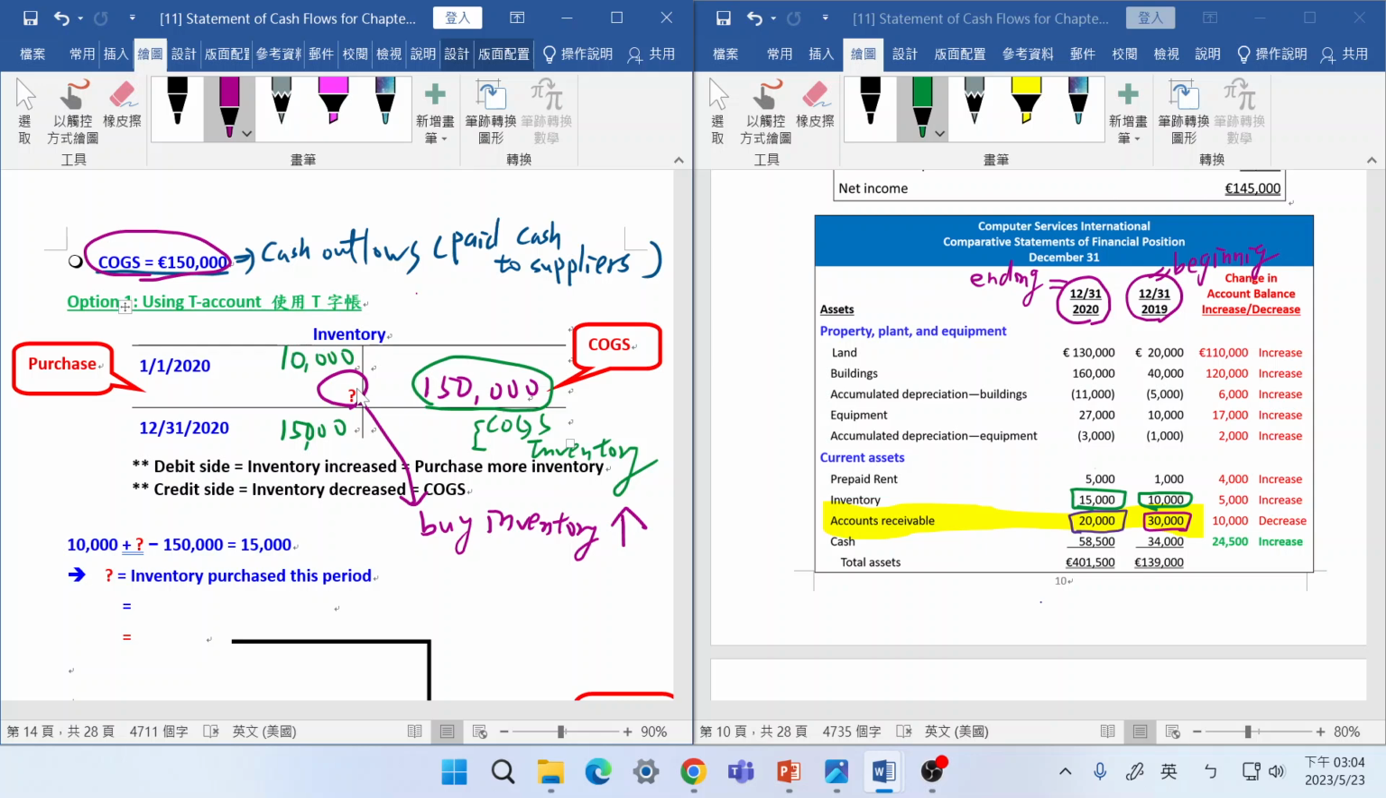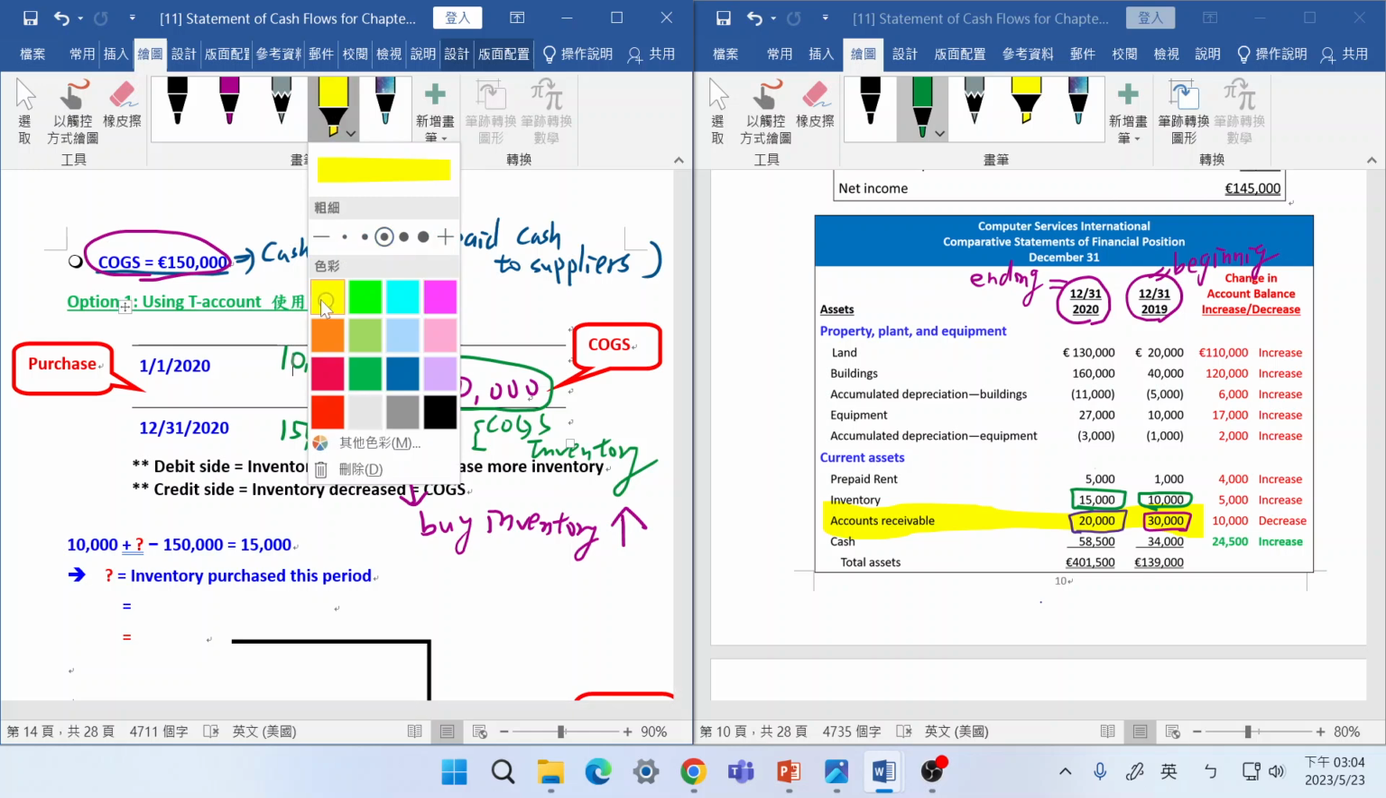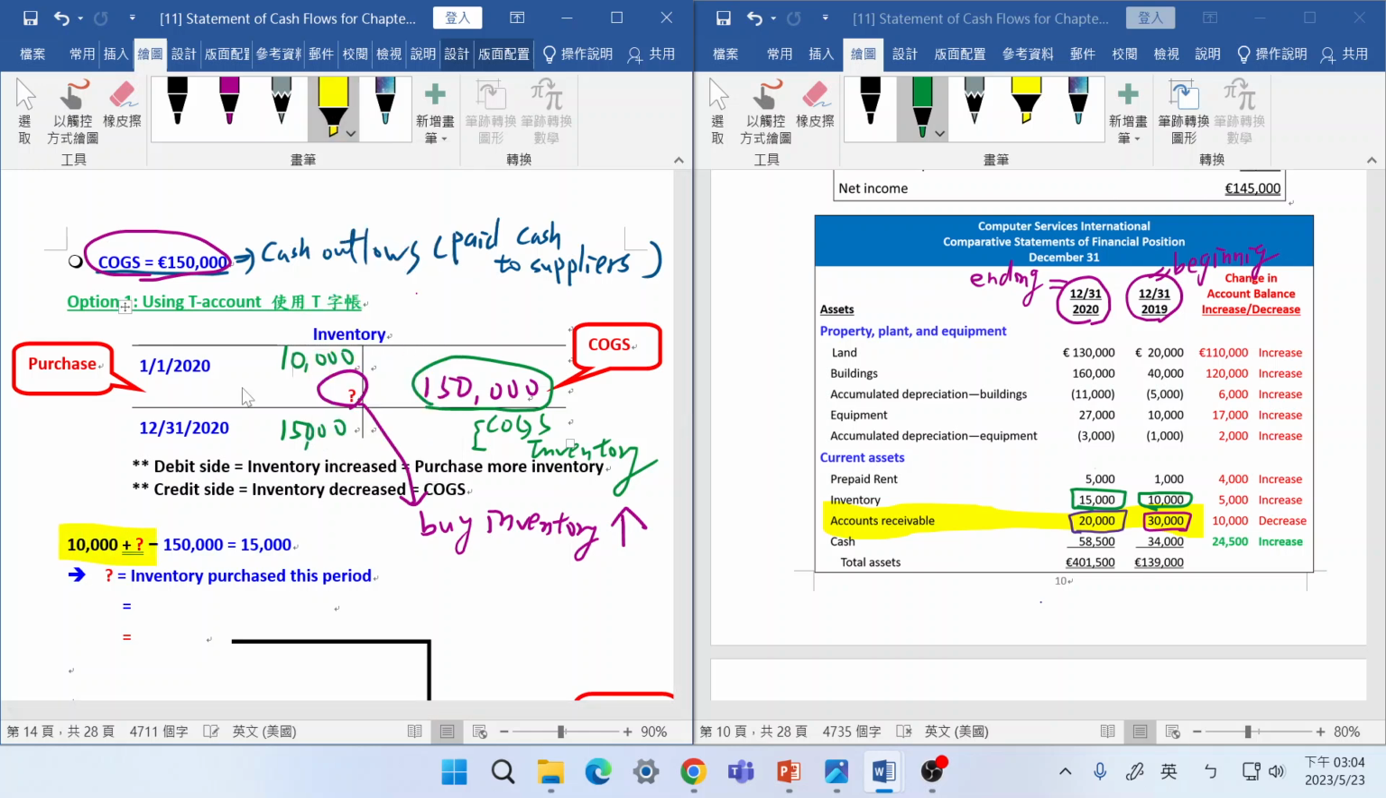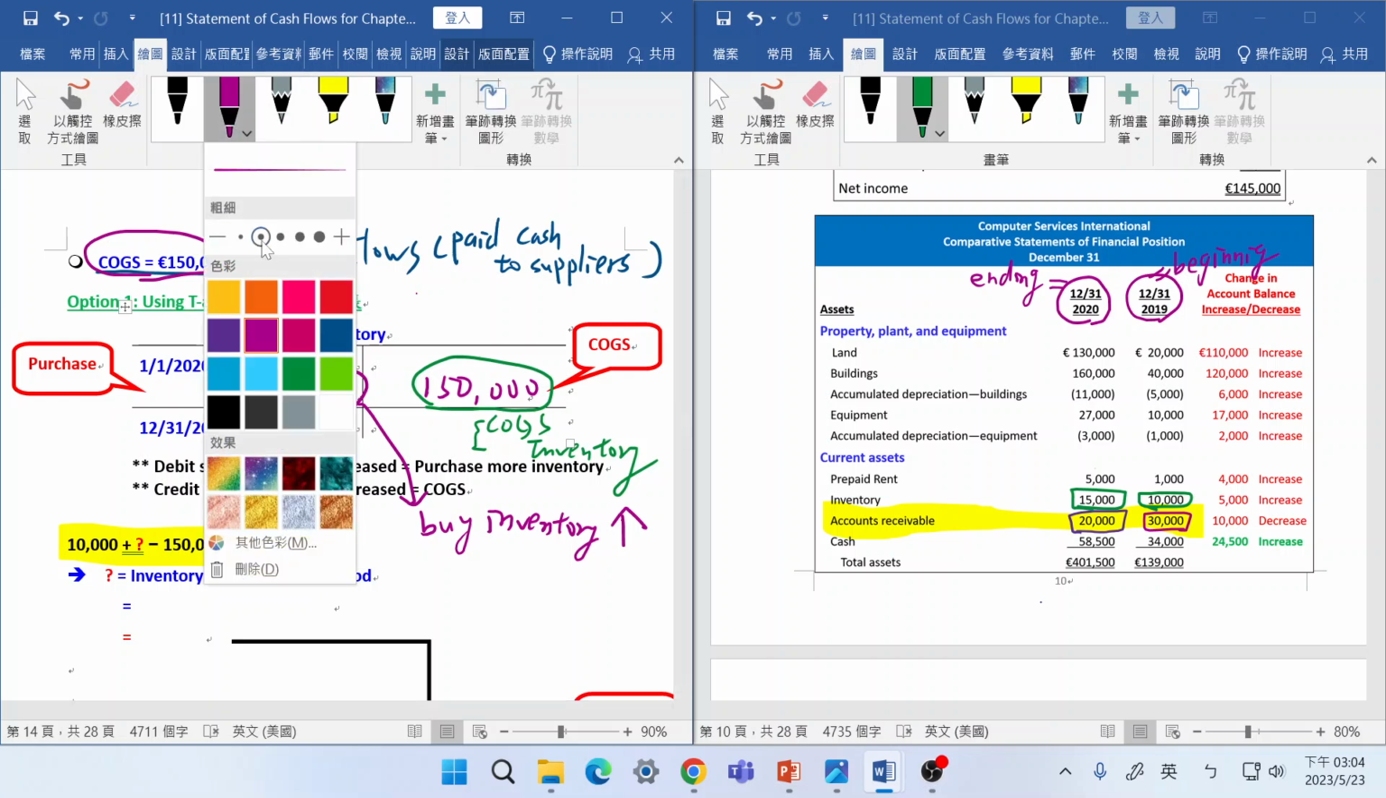So based on this T account, I note $10,000 beginning balance plus question mark minus $150,000, I got the ending balance. Okay? So just do your math. You can get the question mark. So what's the question mark you got?